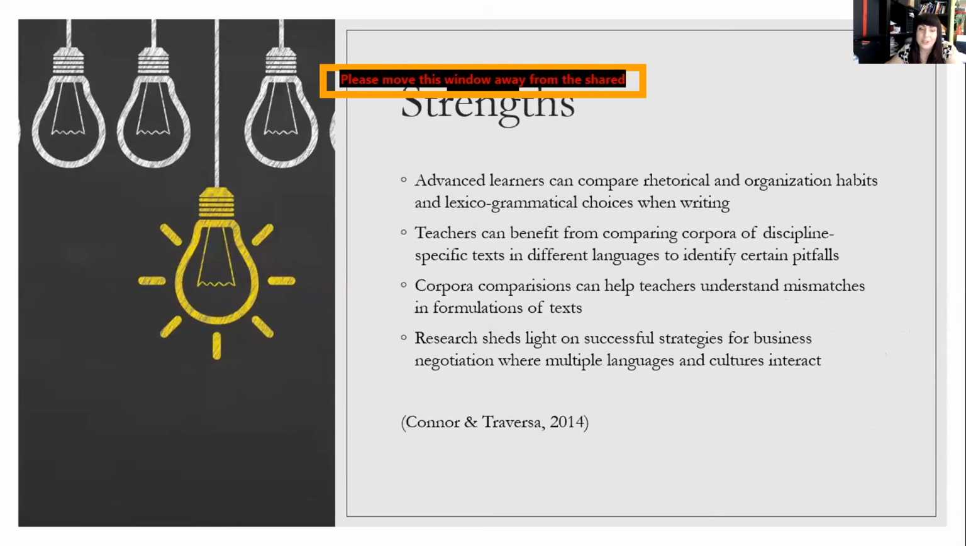Over to you, Sue, for strengths. Thank you, Kate. Okay, so intercultural rhetoric approaches present many advantages.